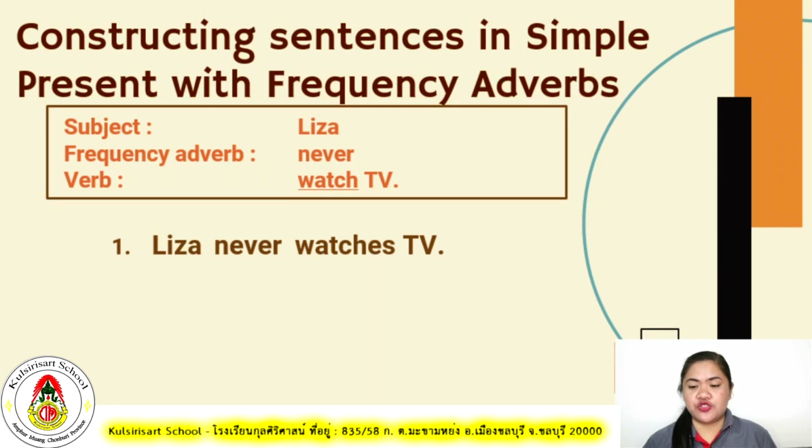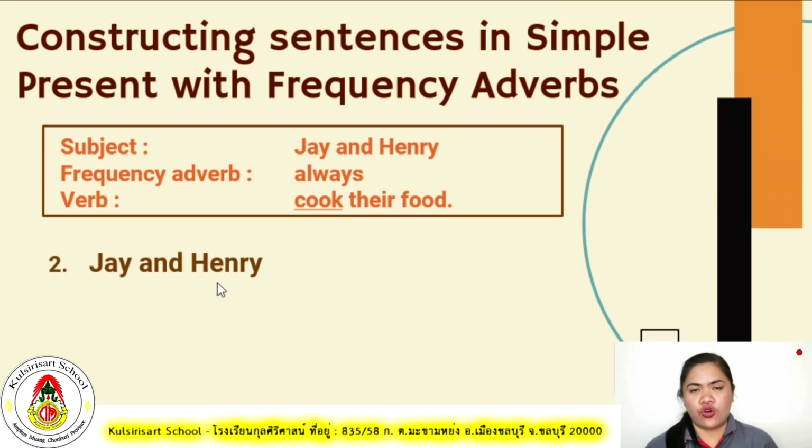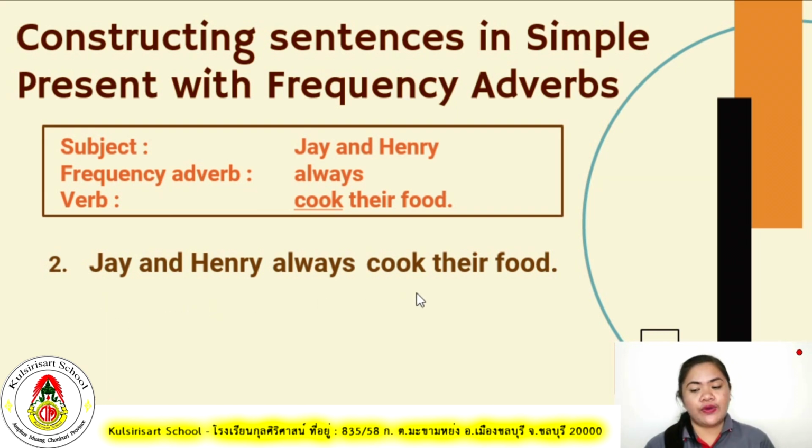Okay, so next, number 2. We have here the subject, Jay and Henry. Frequency adverb, always. And the verb, cook their food. Now class, remember that the frequency adverb should come in between the subject and the verb. So we have here the subject, Jay and Henry. After that, we will put the frequency adverb, always. Now we have two subjects here. It is considered plural. So we are going to use the base form of the verb cook, and the continuation is their food. Now we will read, Jay and Henry always cook their food.